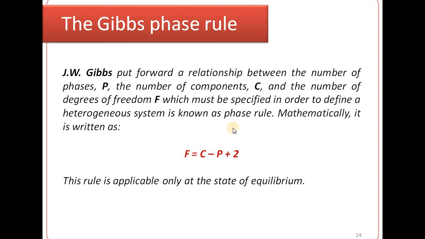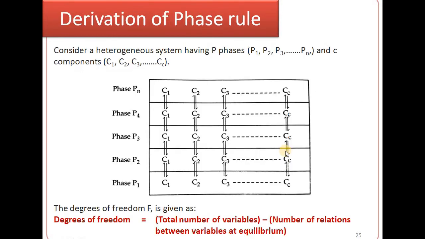Mathematically, we can write it as this, and this rule is applicable only at the state of equilibrium. When different phases are in equilibrium, this rule is applicable. Now, we will derive this rule. So, for this we are assuming a heterogeneous system having P phases and C components. So, there are P phases and C components.